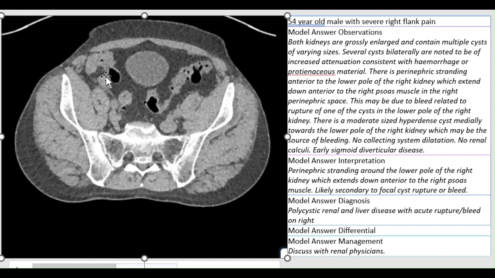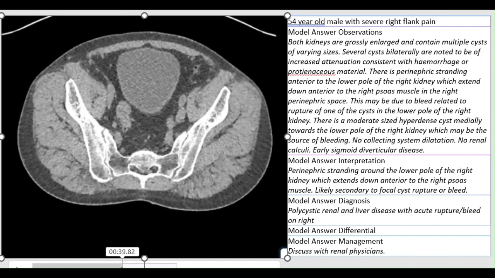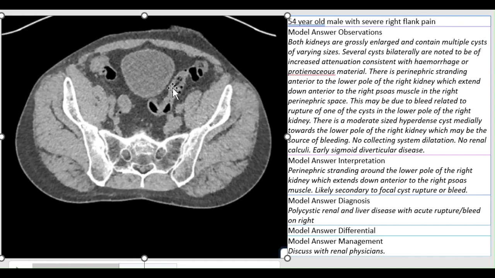And this sigmoid colon doesn't contain rice. It contains air pockets in its wall. Air containing outpouching from the lumen into the wall. This is the diverticular disease of the sigmoid colon. Okay, this is the lumen. The air is supposed to be seen only in the lumen, not in the wall.